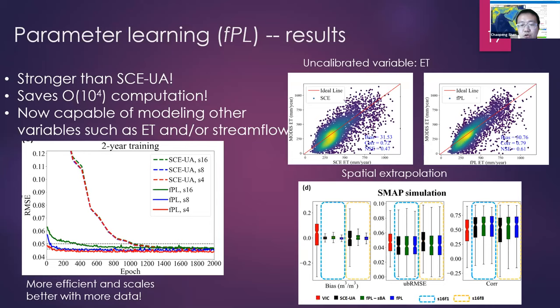And we also tried spatial extrapolation. This yellow box is the spatial extrapolation. You see, when you do a spatial extrapolation, this error starts to increase, whereas it's not happening with FPL, which is this blue box. So it doesn't get influenced as much. Well, you understand what's going on here through this particular figure.